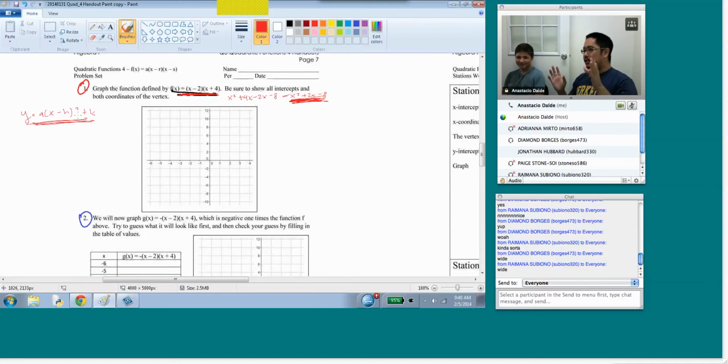But to me, if you're talking about something like multiplying by 5, I would think, okay, that stretches it out. If you're talking about multiplying by a fraction, I would think it compresses it down, and that's why it gets wider. You know what I mean?